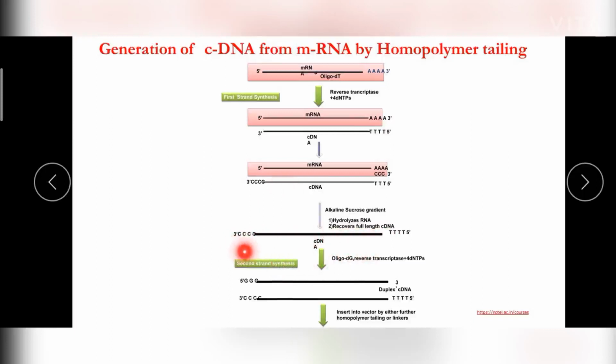It has the poly C tail at one end and the poly T tail at the other end. Because you have cytosine bases at one end, if you add this oligo dG fragment, it will act as a primer and help in the synthesis of the second strand. Here the reverse transcriptase is acting as an RNA dependent DNA polymerase. The DNA polymerase function of that enzyme helps in the synthesis of the second strand and you will get a double stranded complementary DNA.